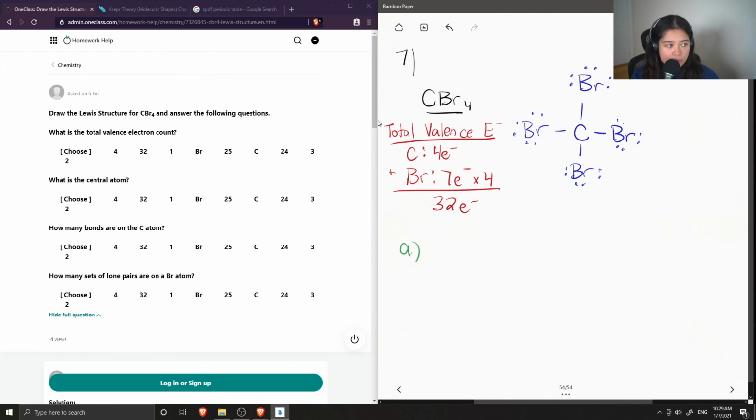So what is the total valence electron count? We calculated it to be 32. B, what is the central atom? Carbon is our central atom. C, how many bonds are on the carbon atom? So if we count it out, we have 4 bonds. And then D, how many sets of lone pairs are on a bromine atom? So there are 3 sets of lone pairs.